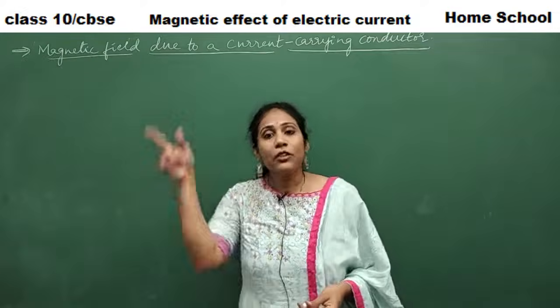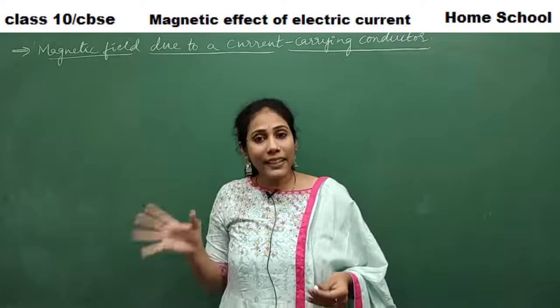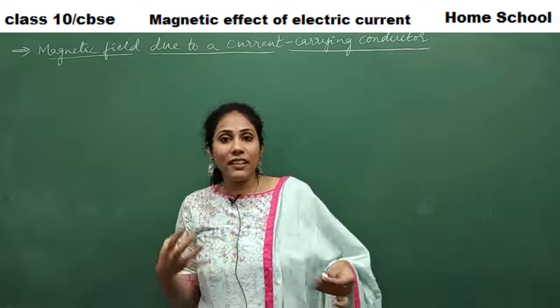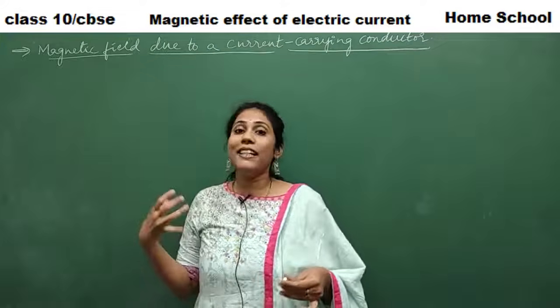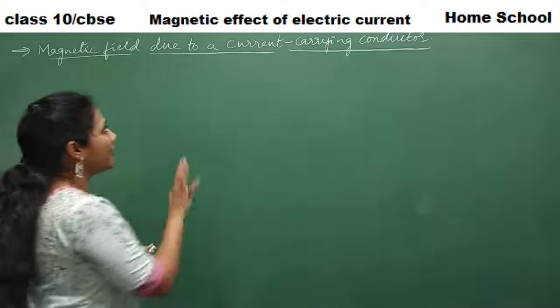A conductor can be in a circular loop. A conductor can be there in a coiled form, right? So we will see the different situations in different conductors, and how the magnetic field looks. This is our main topic actually.